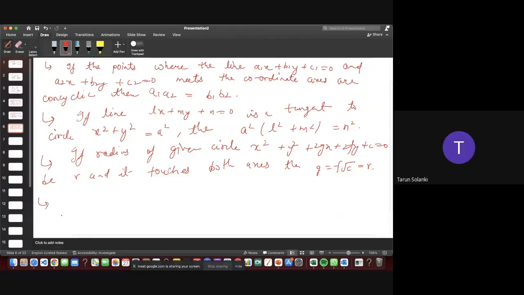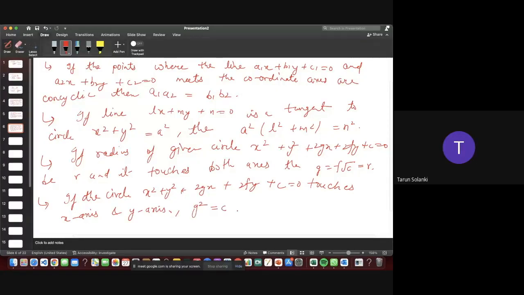Next, if the circle x square plus y square plus 2gx plus 2fy plus c is equal to 0 touches the x-axis and y-axis, then g square is equal to c, and f square is also equal to c.